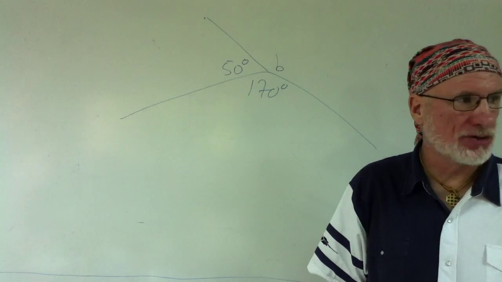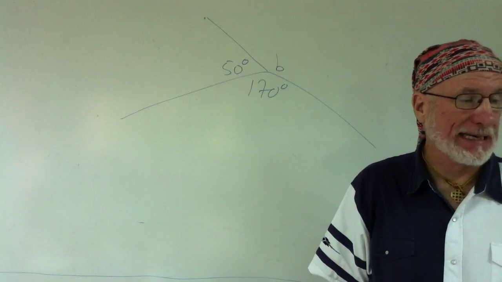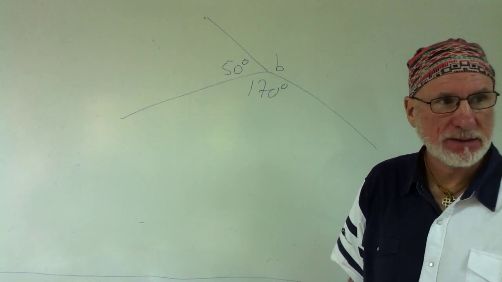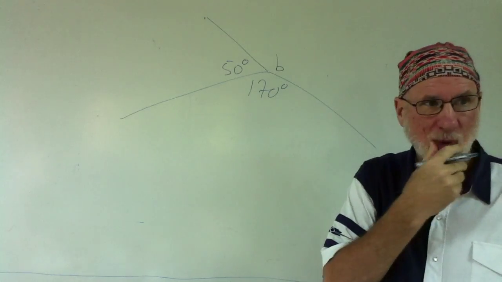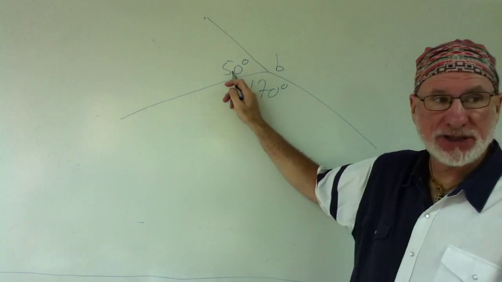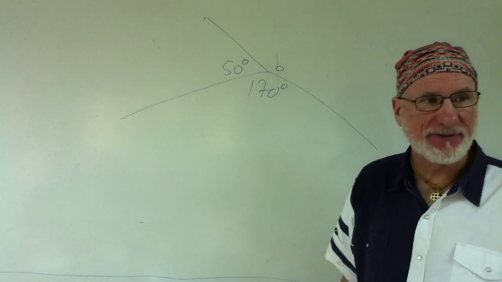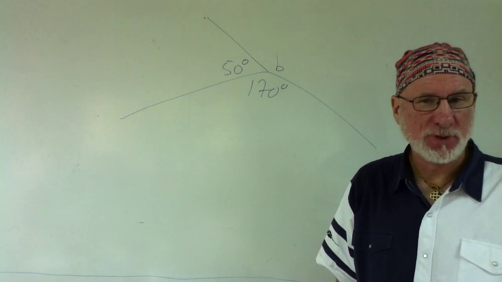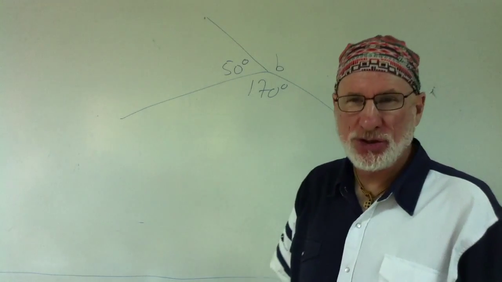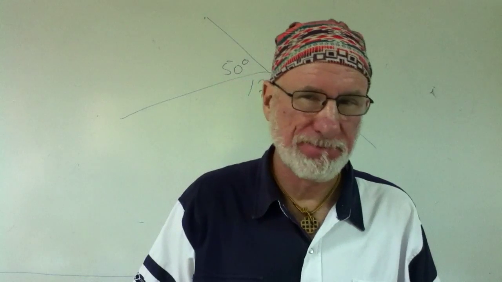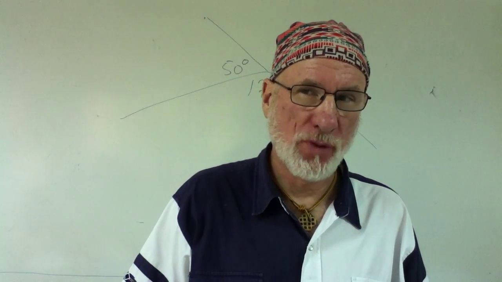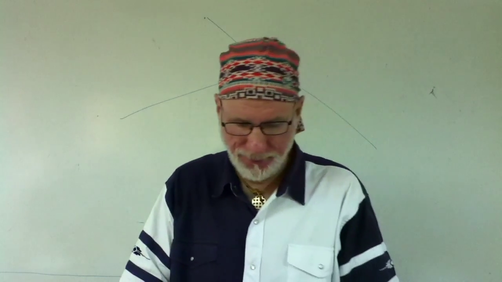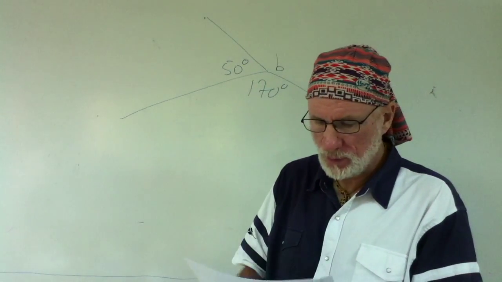Be careful, it's not a closed triangle, right? That would be 180. So what would this one be? 140? All right, let's check if that's right. What is 50 plus 170? A little mental math. 220, right? What do I have to add to 220 to get 360? 140. Do you think that's right? Yeah, and it is. It's correct. 140.